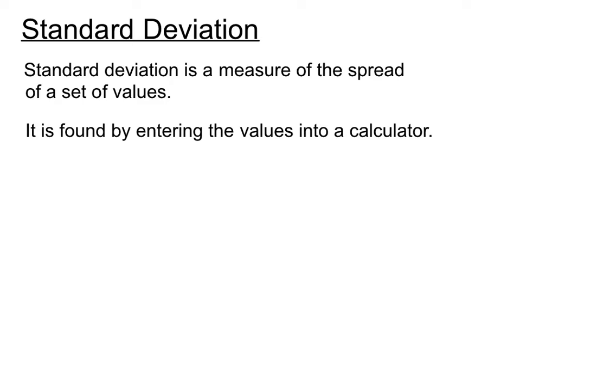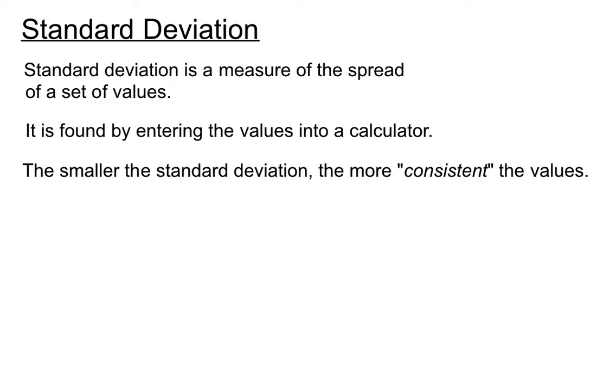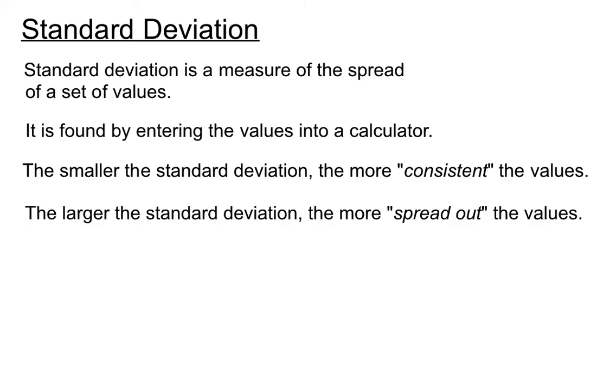Now I'll be putting together another video sometime very soon to show you how to find the standard deviation on a calculator, but in this video I wanted to introduce the idea of standard deviation so you knew what you're actually finding. The smaller the standard deviation, the more consistent the values. So if we get a small number for our standard deviation, the values are fairly close together and consistent. And the larger the standard deviation, the more spread out the values. So when we find the standard deviation for a couple of different data sets, we can tell whether a certain bunch of scores are more consistent than the other or not.